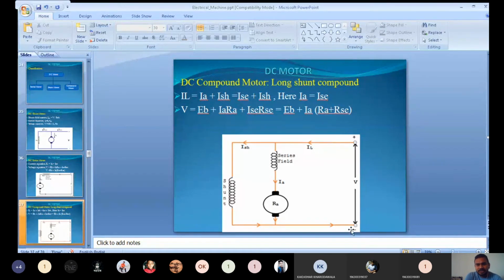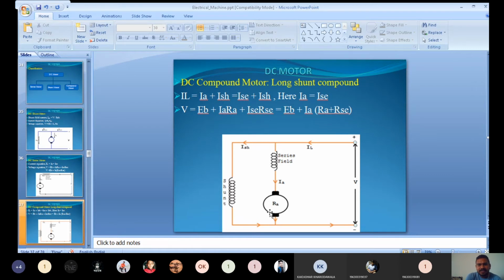This is the positive terminal, this is the negative terminal. That means current is flowing. So this is the total line current. Now at this point, this total line current is divided into two parts. Some part of current is going to the shunt field winding and some part is going to the armature or series field winding. Okay, so what is the equation of current? IL is equal to ISH plus IA.